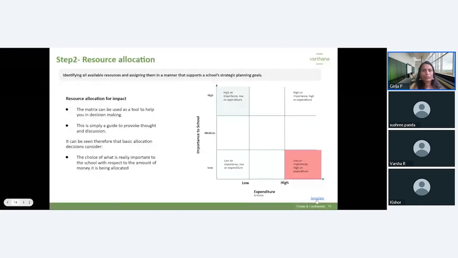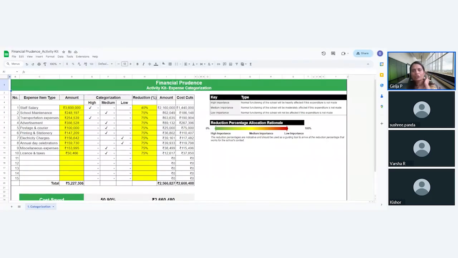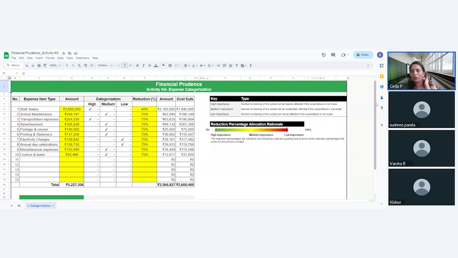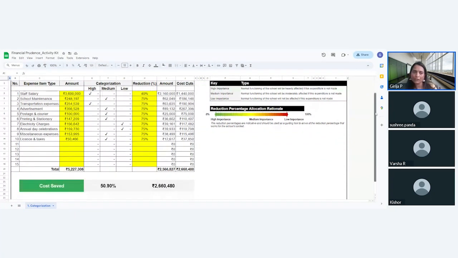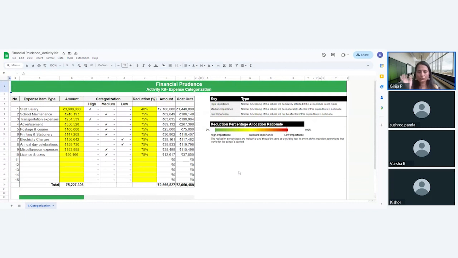Let me share my screen again. So we have developed a tool which can help you to do the resource allocation. As I said, when we are doing the resource allocation, we are seeing how much money we are spending on the particular task. Here you can put the expense items where you are spending the money. We have listed a few, and if you think you have other expenses, we have the blank columns where you can put those as well. And against that, in the yellow column, we have put the amount we are expending.